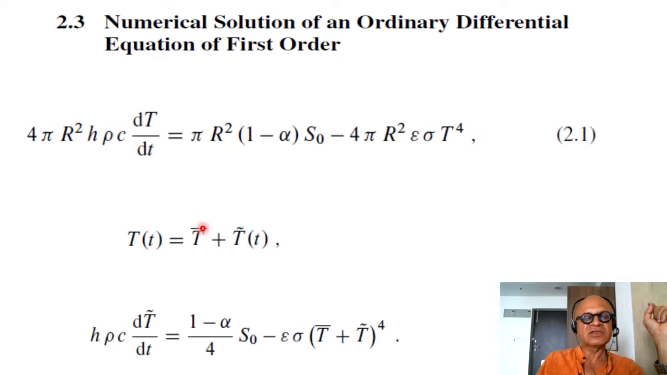So T bar is constant, it's not dependent on time, so when you plug this in here, the dT bar/dt term drops out, so you end up, by cancelling out the pi r squared terms and taking the 4 on this side, with h rho c times dT tilde/dt, so the time evolution of the anomaly around the climatology, equal to (1 minus alpha) divided by 4, which is coming from here, times S0, the pi r squared is cancelled, minus epsilon sigma, and now we are writing T as T bar plus T tilde to the 4th using this expression here.